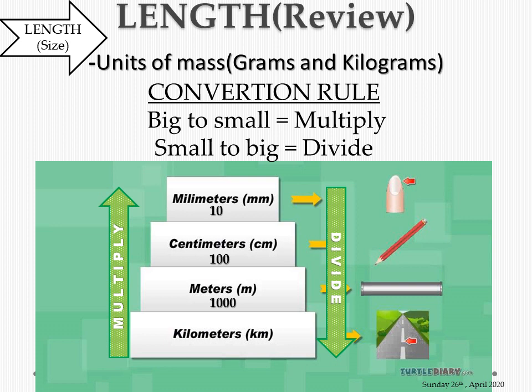So, take note of the rules of conversion. When converting, from big to small, we multiply, and from small to big, we divide. Now you know the small units and you know the big units. Millimeters is smaller than centimeters, centimeters is smaller than meters, and meters is smaller than kilometers.